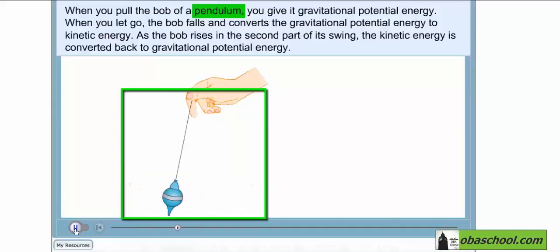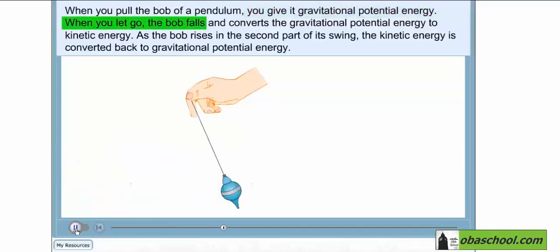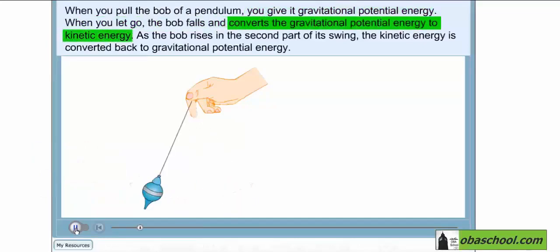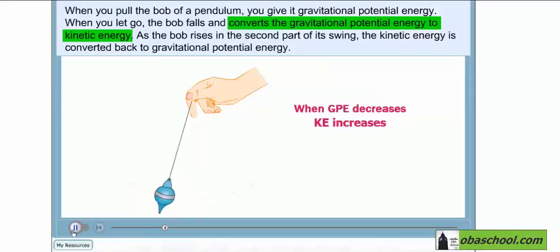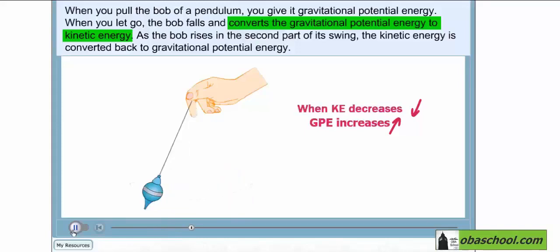When you pull the bob of a pendulum, you give it gravitational potential energy because there will be an increase in the height of the bob of a pendulum. Then, when you let it go, the bob falls and converts the gravitational potential energy it stores to kinetic energy. So, as the gravitational potential energy decreases, the kinetic energy will increase, and vice versa.